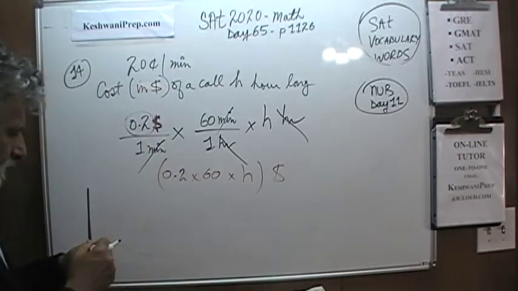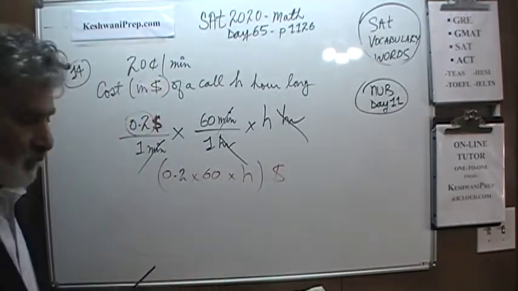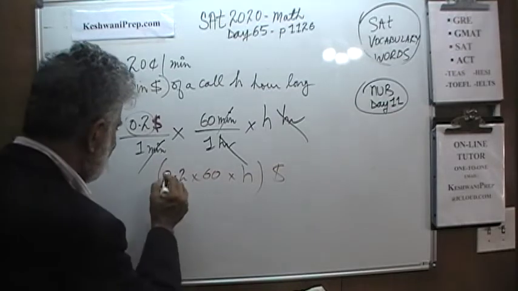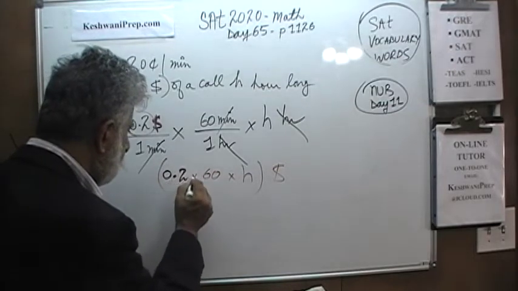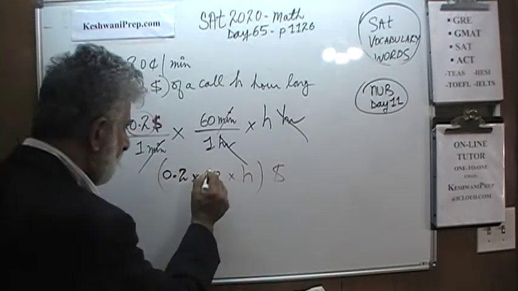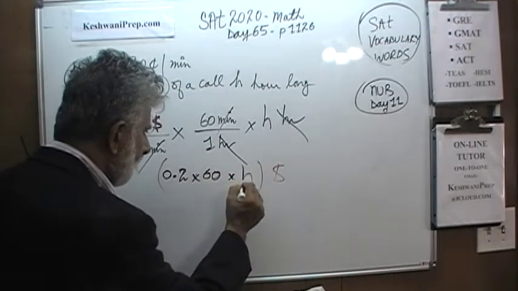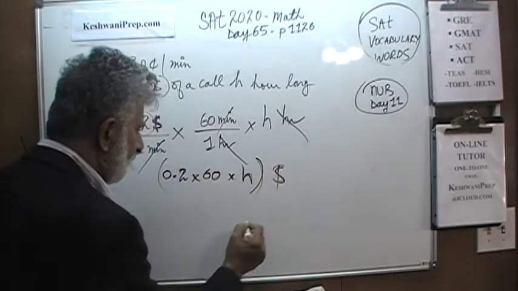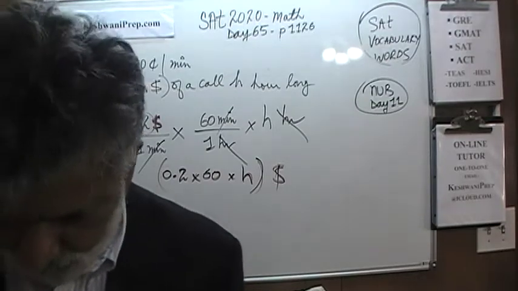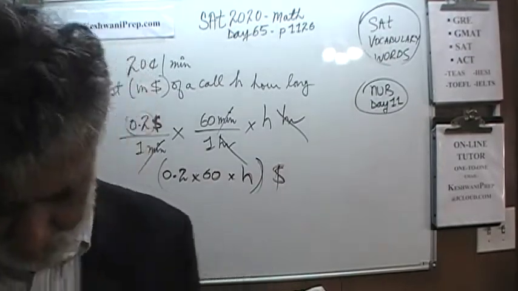dollars. Let me write this in black marker so you can see it easily. 0.2 right here times 60 times h. That's how many dollars we have to pay. Pick the answer choice that agrees with that, and that's answer choice A.